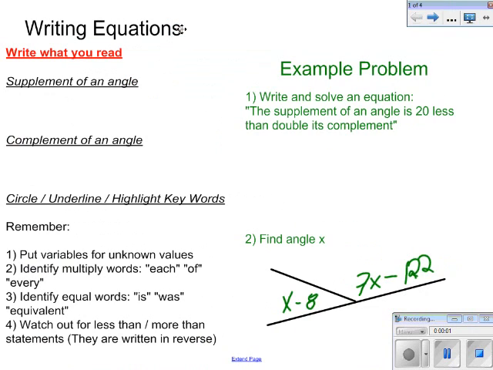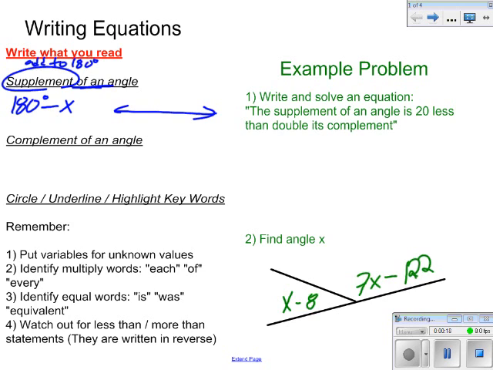This particular lesson is about writing equations with angles. So the supplement of an angle, make sure you know supplement means adds up to 180, but the supplement of an angle is the leftover angle. So you would say 180 minus x. Okay, so if your angle is x, the supplement of an angle would be 180 minus that.